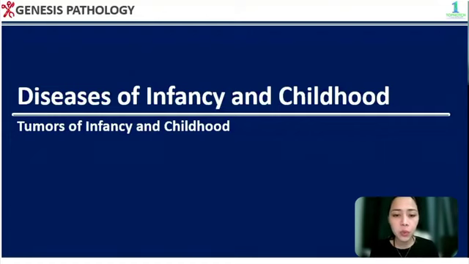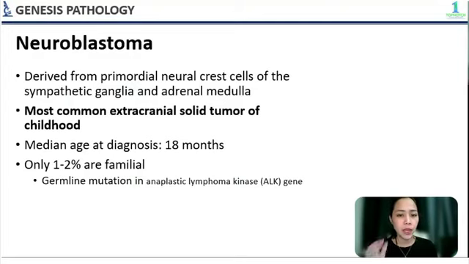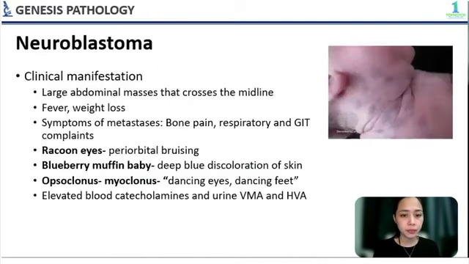And lastly, we have tumors of infancy and childhood. Okay, we will discuss two. First is neuroblastoma. This is derived from the neural crest cells of the sympathetic ganglia and adrenal medulla. This is the most common extracranial solid tumor of childhood. Majority are sporadic. Neuroblastoma manifests as large abdominal masses that usually cross the midline.